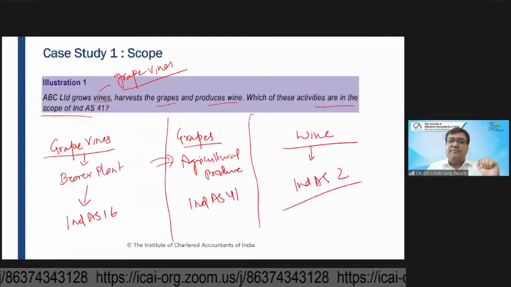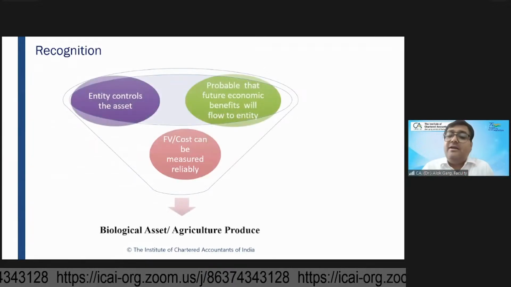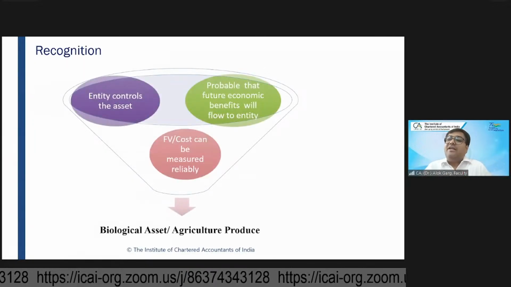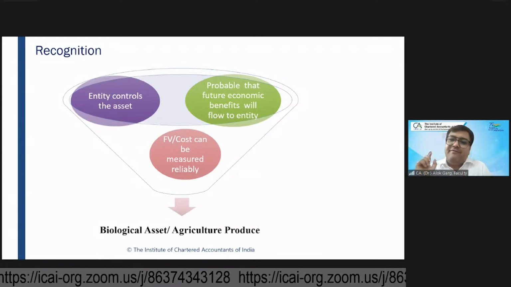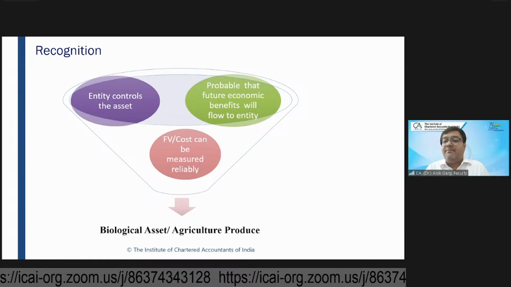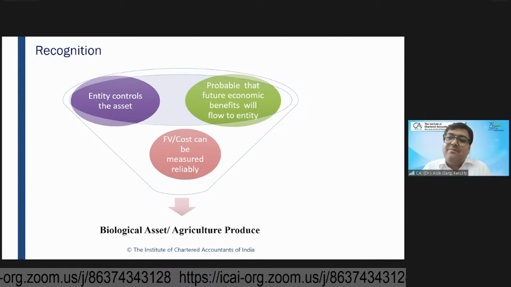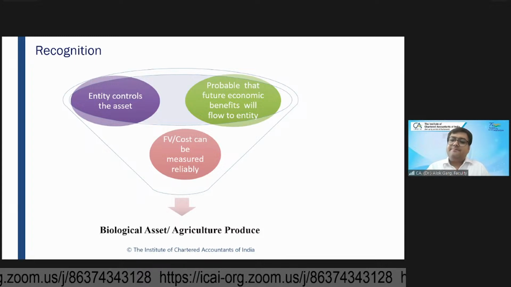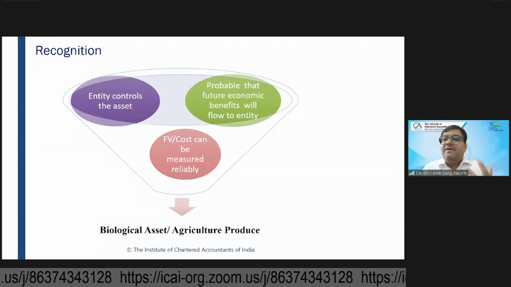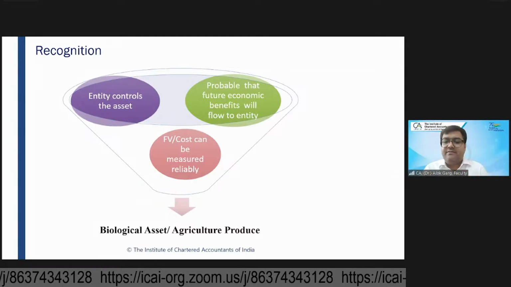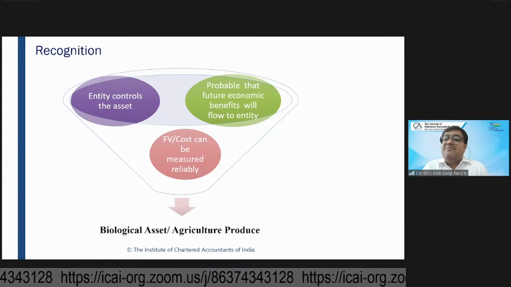So now we'll discuss the recognition criteria. When a biological asset or agricultural produce is going to be recognized, friends, for recognition of every asset, two conditions must be satisfied. Number one, future economic benefit should be probable. Number two, cost can be measured reliably, right? For any asset in this world, because it is coming from the basic definition of an asset. So future economic benefit should be probable and cost can be measured reliably.